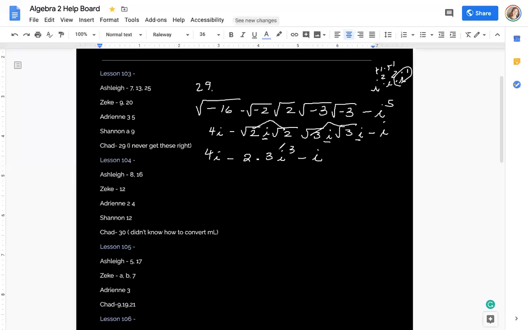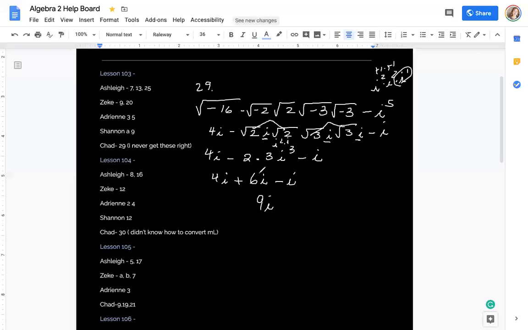Now, i squared is negative 1. So it's going to make this whole thing positive. 2 times 3 is 6, and we still have an i left over. So this is i squared times i. i squared is negative 1, which makes this positive, minus i. And then all we have are i's. So it's going to be 10 minus 1, and the answer is 9i.